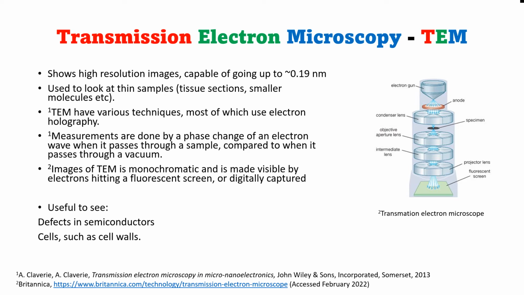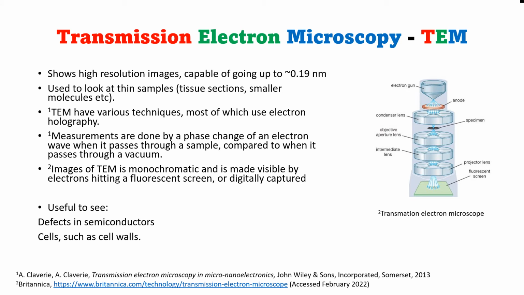On this slide, we'll be talking about transmission electron microscopes, also known as TEM. TEM uses various different techniques. Most use electron holography. Measurements are done when we measure phase changes of electron waves when they pass through the sample and compare them to when they pass through a vacuum.